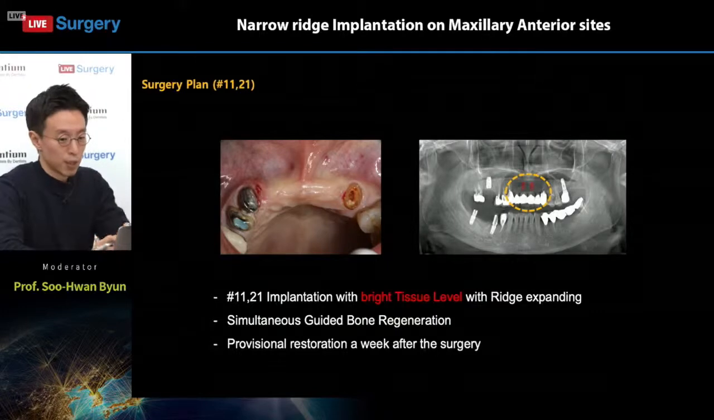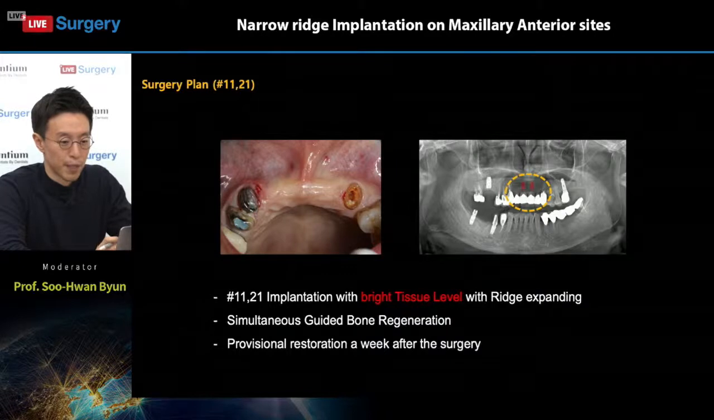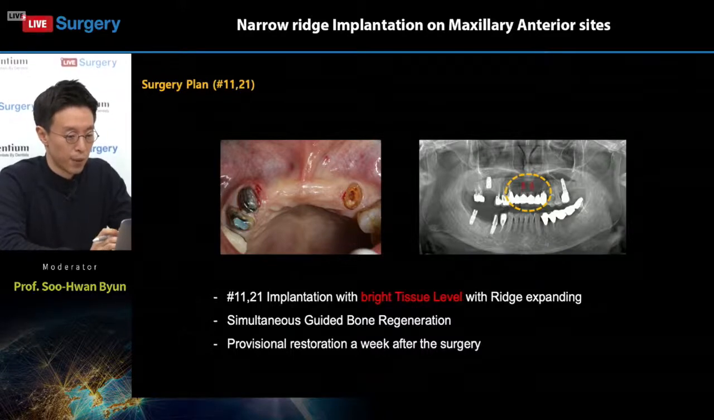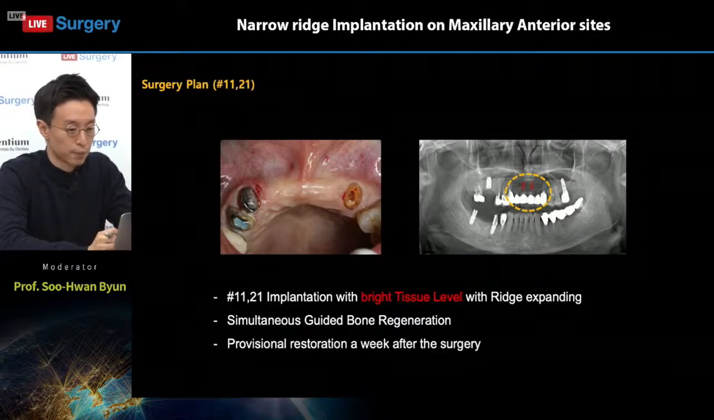This is today's surgery plan. Dr. Chung will place two bright tissue level implants at both incisor areas with ridge expansion. He will perform simultaneous guided bone regeneration at the anterior labial area for enhancing aesthetic appearance. We are planning to make a provisional restoration after a week.